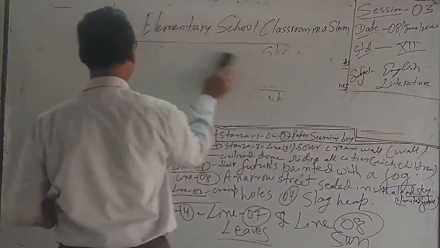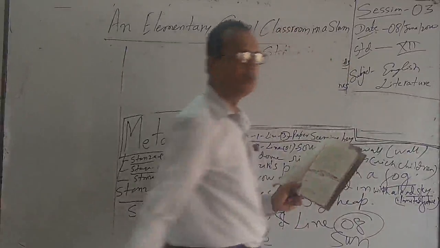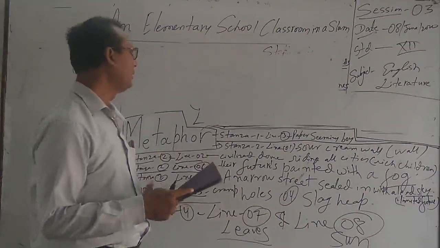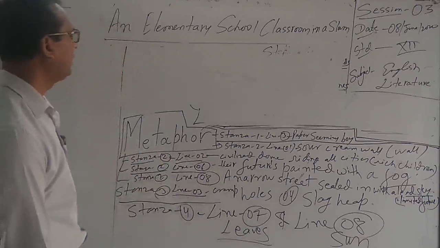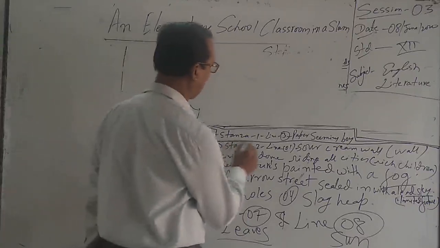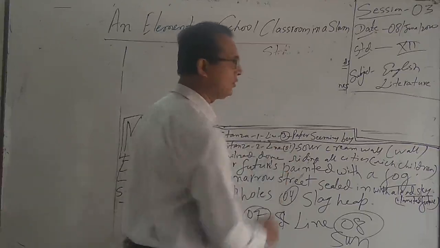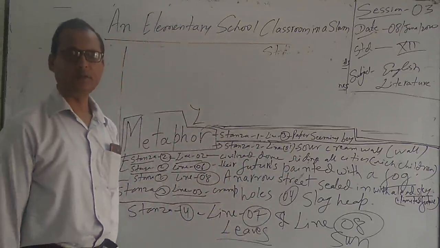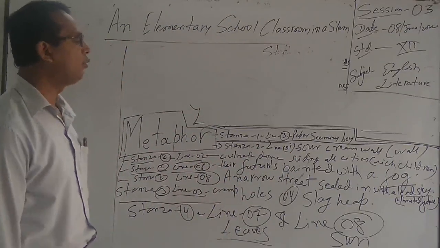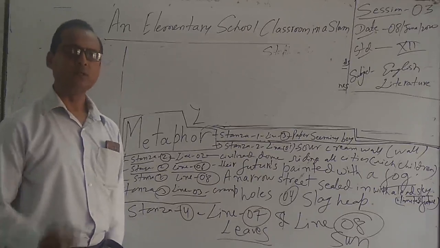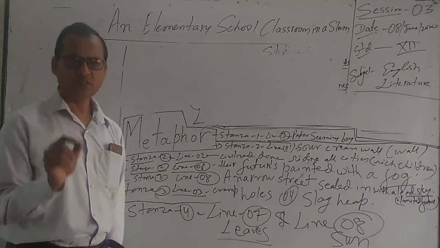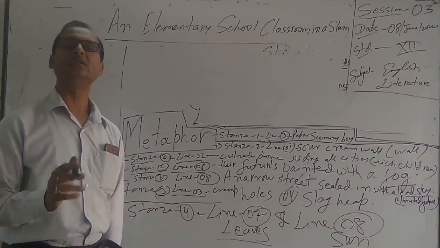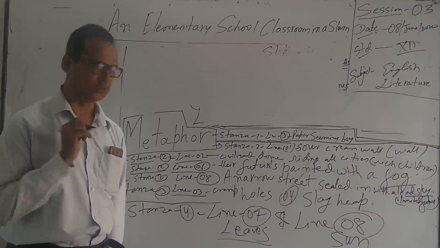Now we are going to do metaphor. Here in metaphor, see stanza 1, line 3, "paper-seeming boy". This means the boy has been compared to thin paper. The thinness of the body shows that the boy is very thin due to the lack of nutrients.